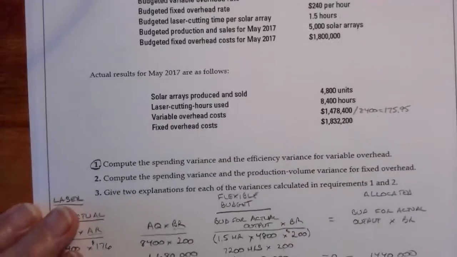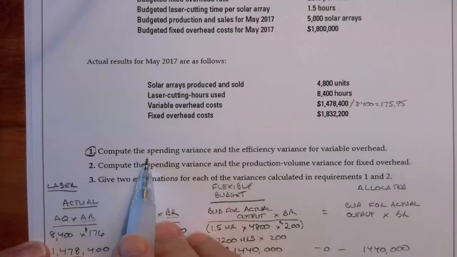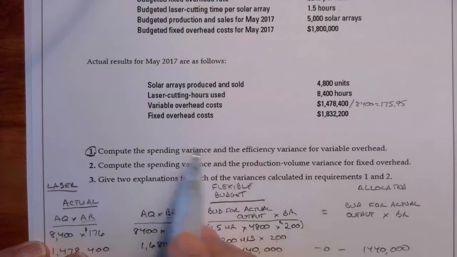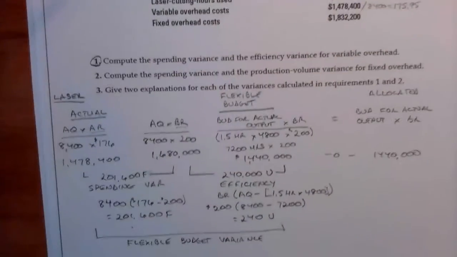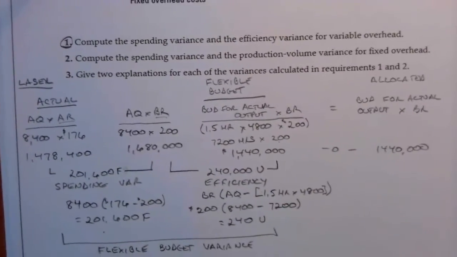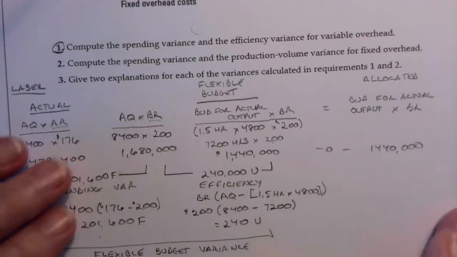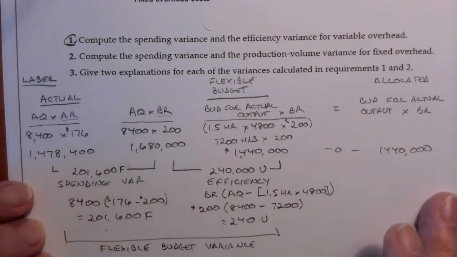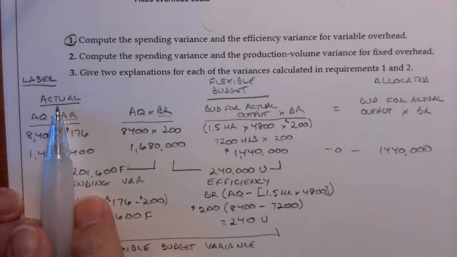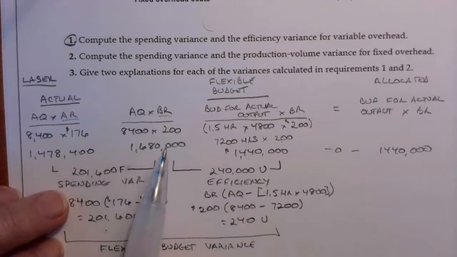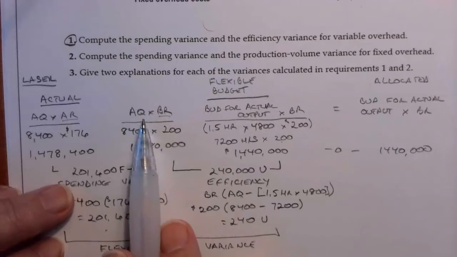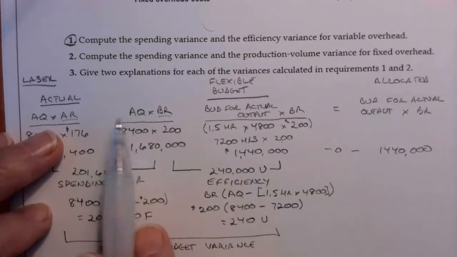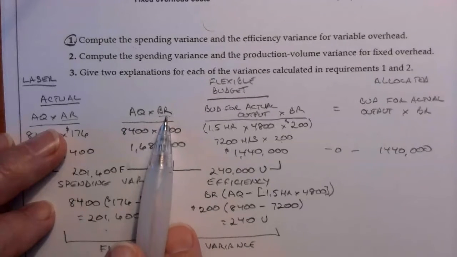So now let's just do the first one. We're just going to compute the variable spending variance and efficiency variance for variable overhead. Okay, spending and efficiency. So this is the solution. Let's go through these. These formulas are a lot like what we did for just the straight variances for material and labor. And here we've got actual, and then the tricky part is that what used to be flexible now doesn't have a title. So it's just the actual quantity times the budgeted rate.